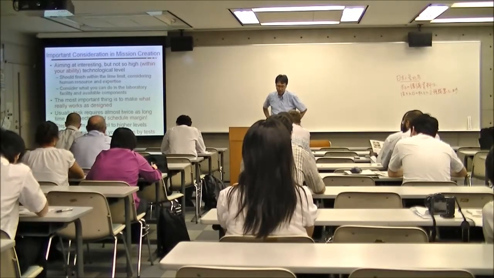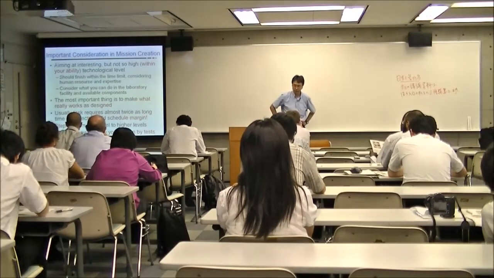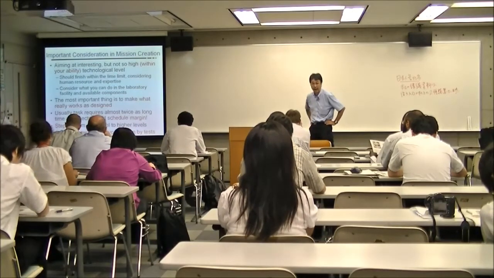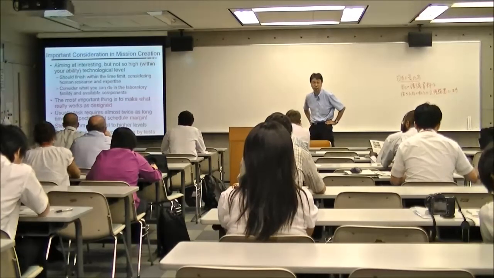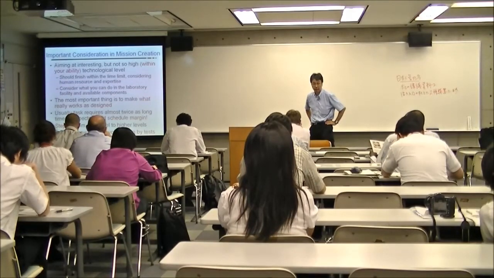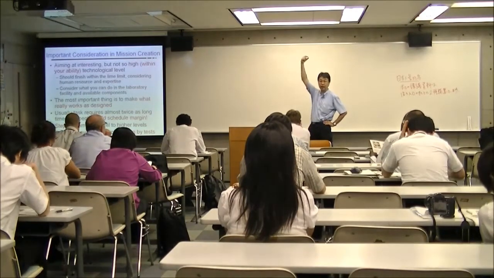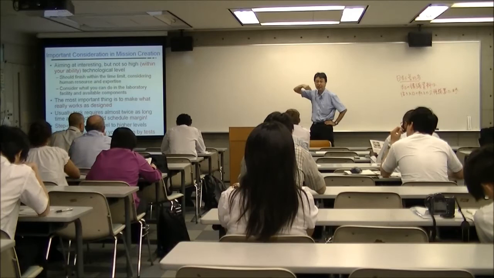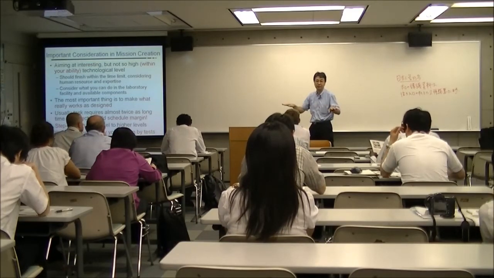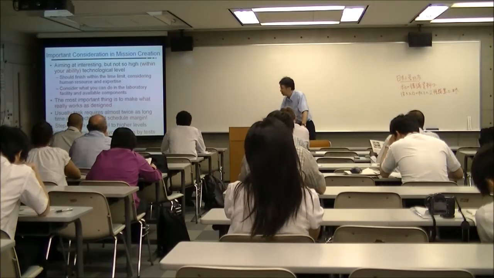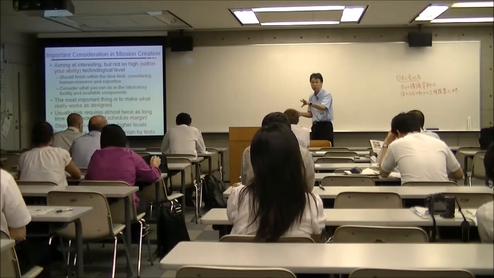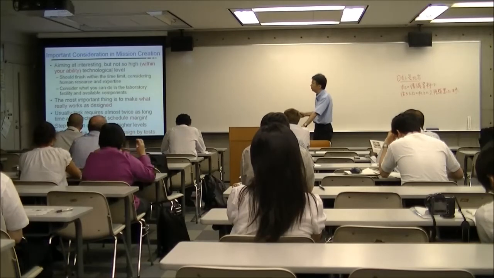Another important consideration in mission creation looks like this. Aiming at an interesting but not so high technological level should be pursued. If you make a very high-level goal, it's very difficult to achieve. And if you cannot achieve it, it will also be zero points. So you should avoid that situation. That means you should set the technological level within your capability, or within your student capability. So this is very, very important.